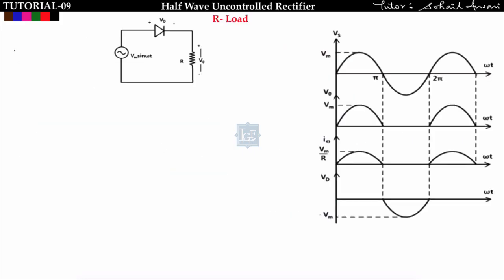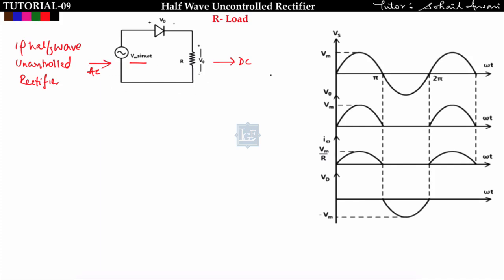So this is the single phase half wave uncontrolled rectifier, in which we are giving AC input and we are getting DC output. What I am doing is connecting one diode and converting the AC signal into a DC signal. Let us see how. See here, this is nothing but a diode circuit with R load.